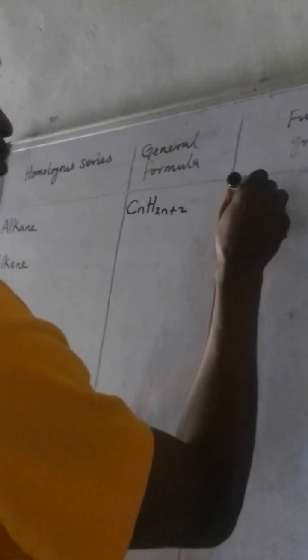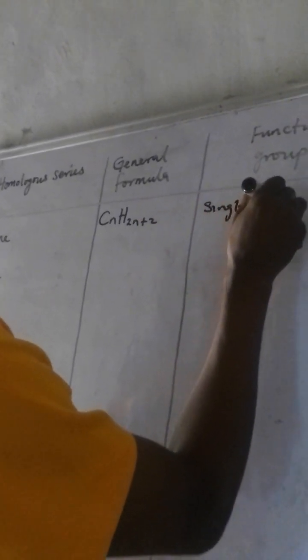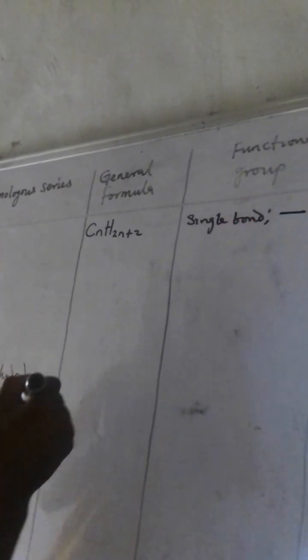Functional group. Functional group means a group of atoms or bonds common to a homologous series, which determines the chemical property of that series. So, what is the functional group of alkane? The functional group is single bond, like this. That is the functional group of all alkanes.